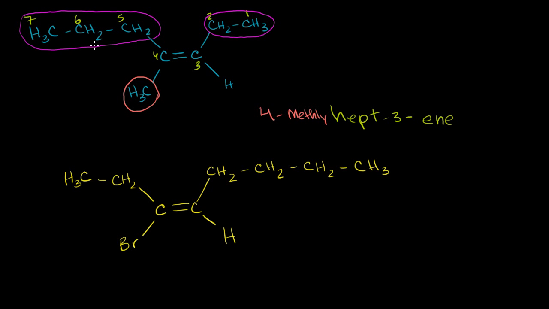Now when we're trying to decide whether it is Entgegen or Zusammen, we look at these two groups. And we see that they are sitting on the same side of the double bond. They're both above the carbons. They are closer to each other. So this molecule is Zusammen, which on some levels you can think of as the same thing as cis, but cis and trans stops applying when you start having more than 2 functional groups. In this case, we have 3. So we would call this Z-4-methylhept-3-ene, and that's because the higher priority functional groups are on the same side of the double bond.